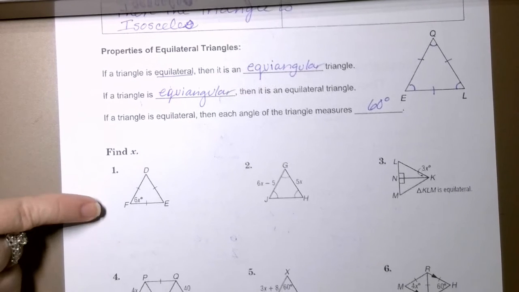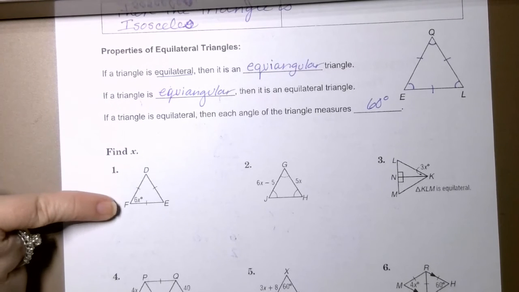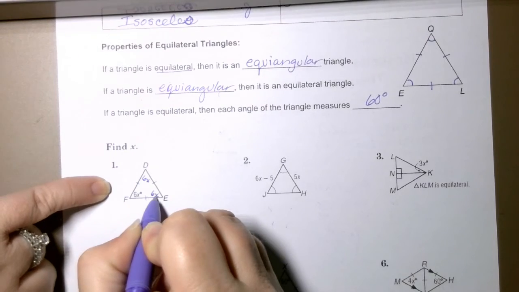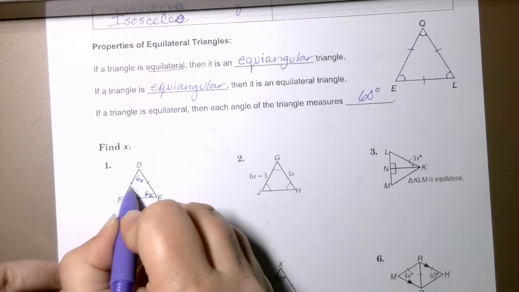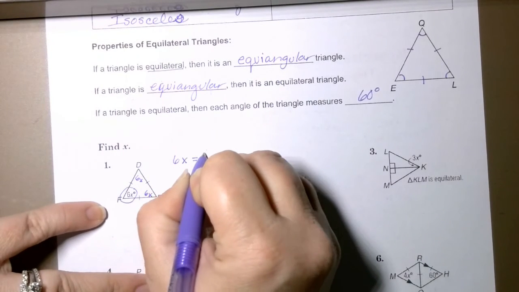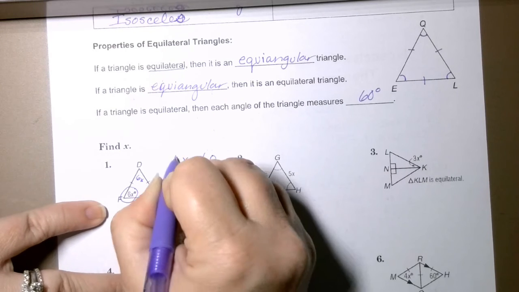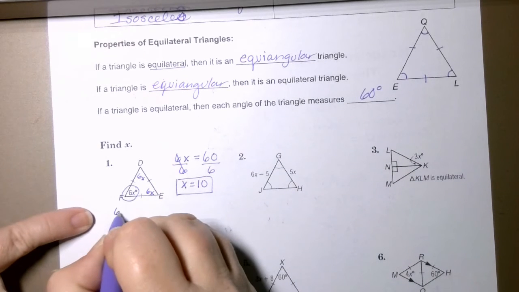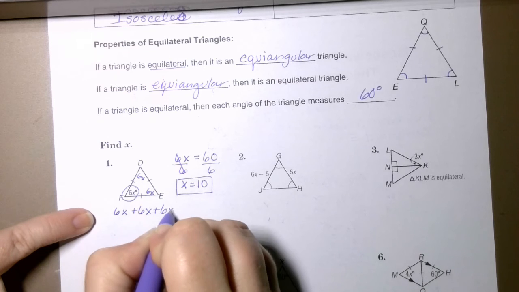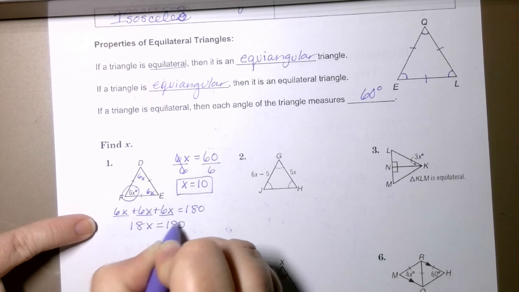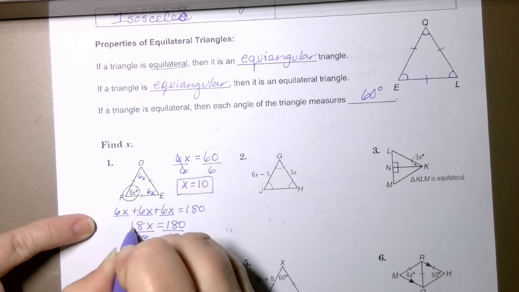All right, so let's look at this. Number one, what kind of triangle do we have? Equilateral, which means it's also equiangular. So I could say 6x, 6x, and 6x equals 180. Or, if I remember that one angle has to be 60 degrees in an equilateral triangle, then I could just say 6x equals 60 and x equals 10. Does that make sense? The alternative would say 6x plus 6x plus 6x equals 180, that being your three angles. So 18x equals 180. You still get x equals 10. Either way gets you there.